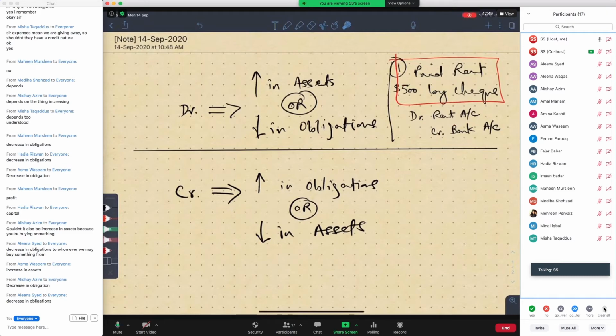The other explanation is that since rent is an expense, it causes a decrease in the profit, and profit is an obligation by nature for you towards your owner. So a rent increase means it has to be debited so that it will reduce your profits. That is the mathematical way of looking at it. So whichever way you choose, mathematical or conceptual understanding, you will arrive at debiting rent account and crediting bank account.